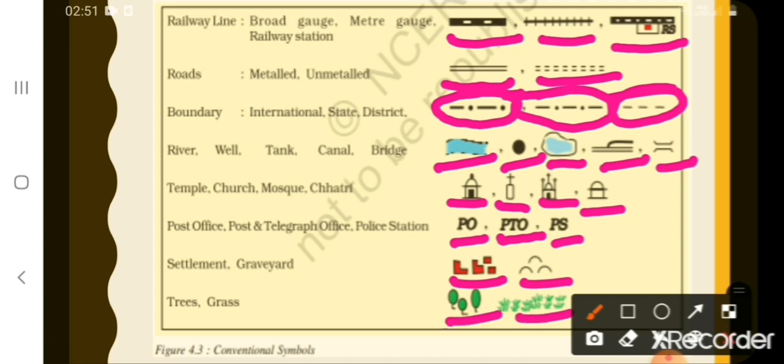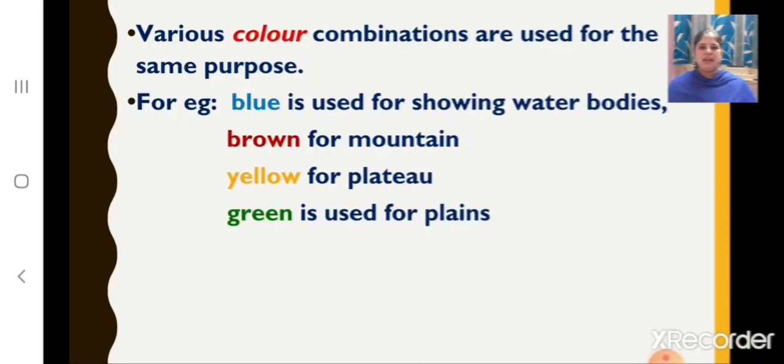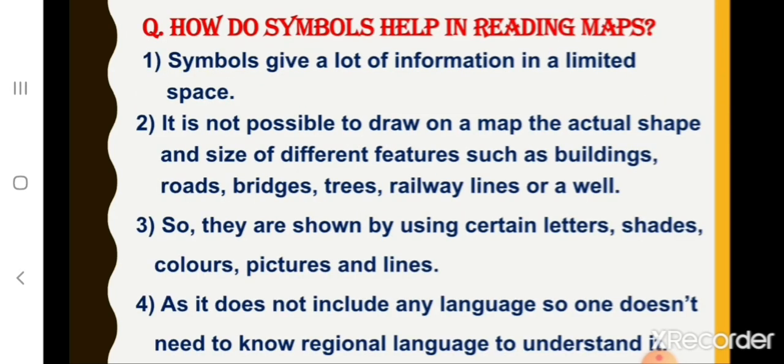So children, here you have seen some of the conventional symbols. And various color combinations are used for the same purpose. For example, blue is used for showing water bodies, brown for mountains, yellow for plateau, and green is used for plains.